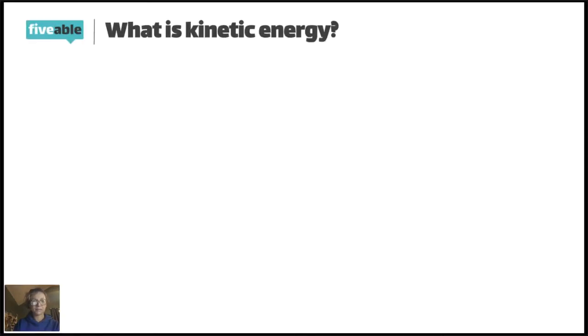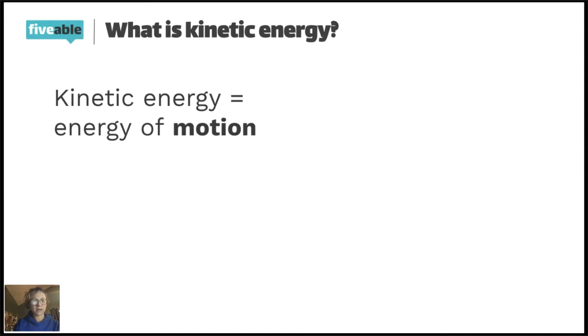So we can start with kinetic energy. Kinetic energy is a pretty simple one to define as forms of energy go. Kinetic energy is simply the energy of motion. So anything that is moving has kinetic energy. The equation for kinetic energy is 1/2 mv squared. So it depends on the mass of the object that's moving and then the velocity squared.